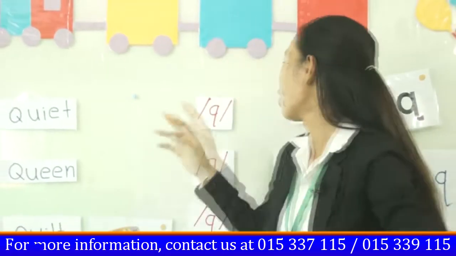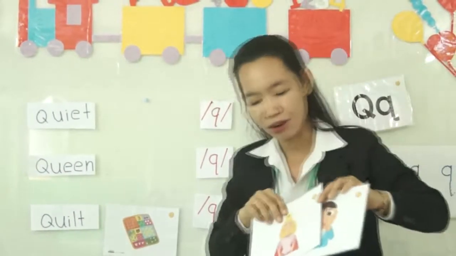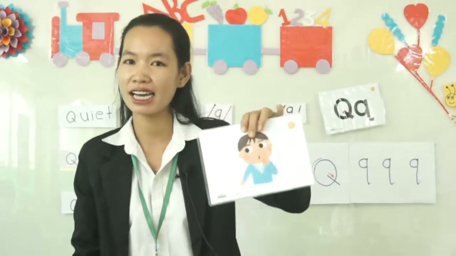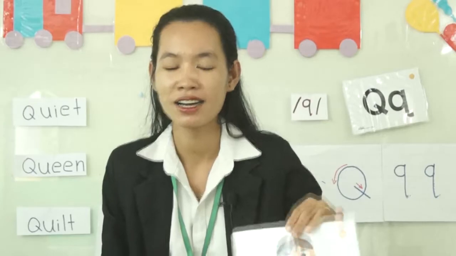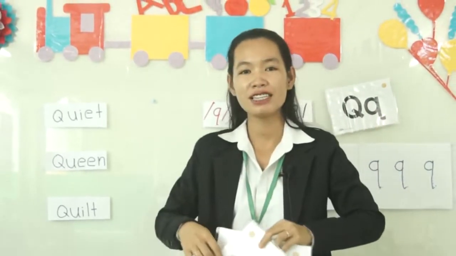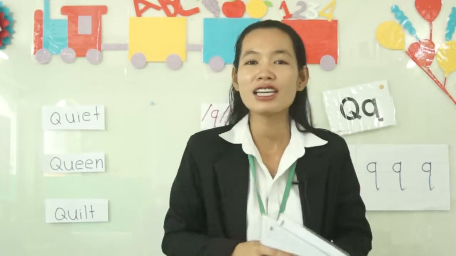Okay. Q is for queen. Q is for quiet. Q is for queen. Q is for quiet. The last one. Q is for quilt.